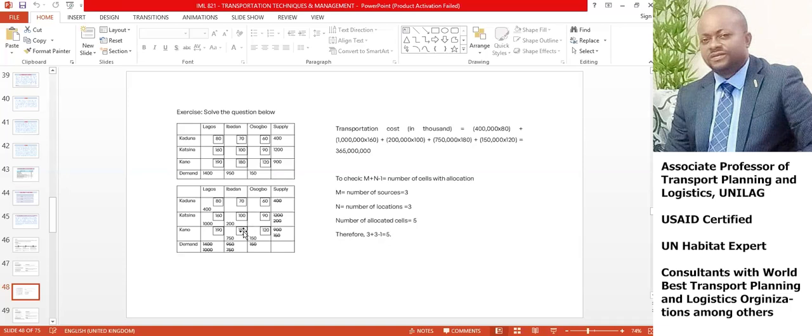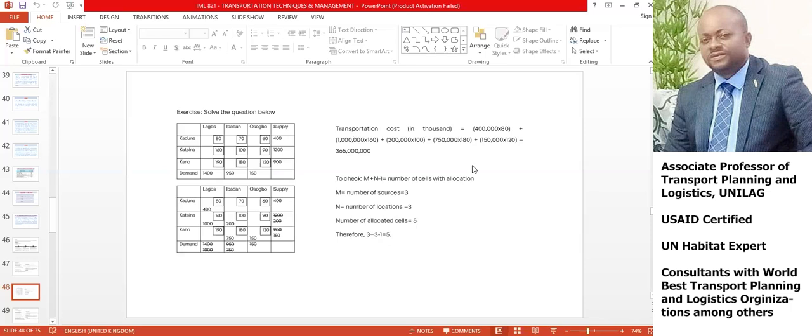So plus this one is what? 200,000 times 100. And this one 750,000 times 180, plus 120 from the cells. It gives us 365 million. This is for a national project. Okay, Mr. Christopher, you have the floor.